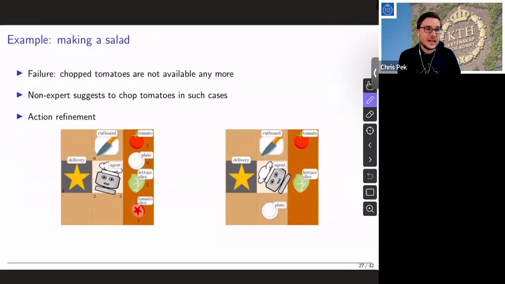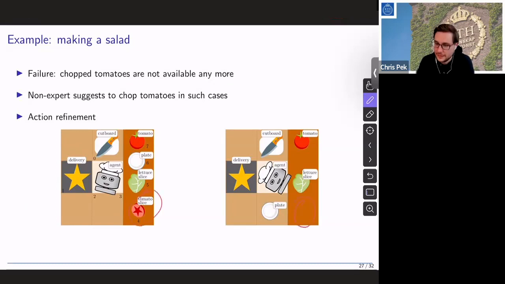We could now task the agent to make a salad. So for instance, we could simulate that in the training environment, there was always one person that delivered tomato slices in the morning, but suddenly in the deployment environment, these tomato slices that were in the environment are not there anymore. So we have a failure. The agent says, I tried to fetch chopped tomatoes, but they're not available anymore.